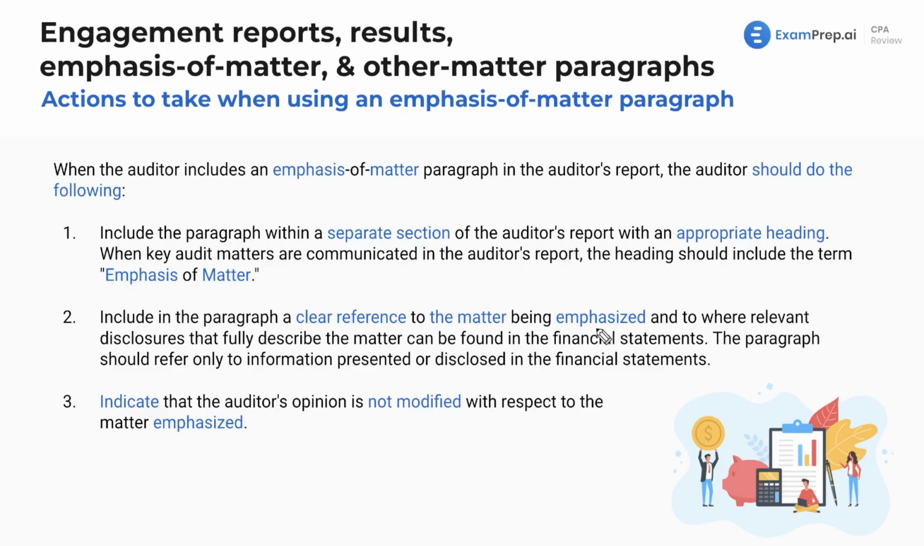That's pretty clear. You're not trying to mislead anyone. You want to make it clear where to find that item. And lastly, you want to indicate that the auditor's opinion is not modified with respect to the matter emphasized. Again, drilling home this point that an emphasis of matter paragraph is not there to talk about something bad. It's not particularly good or bad, but it's not saying that we're modifying the opinion. We are just saying that this is important. Take a look at it. So we also want to reiterate that this is not a modification.